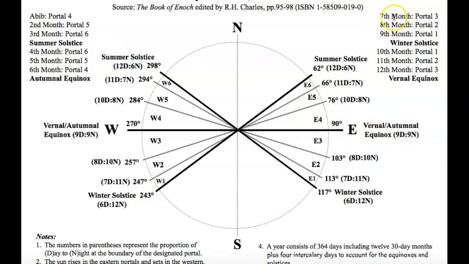And then during the seventh month, so during the month of trumpets, atonement, and tabernacles, which is sometime in the fall, then the sun is in portal 3, which is right here, and then keeps going to portals 2 to portal 1 all the way until the winter solstice, and then back up to portals 1, 2, and 3 for the vernal equinox, which is sometime around the new year.